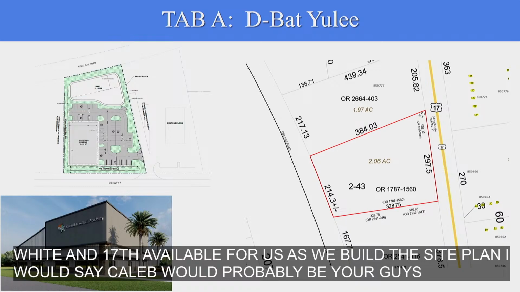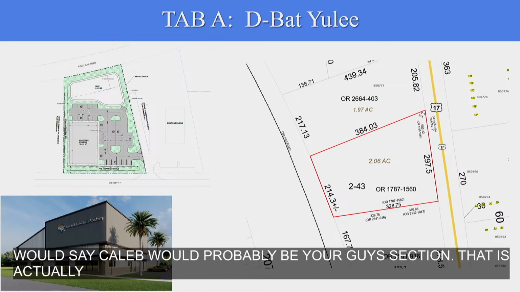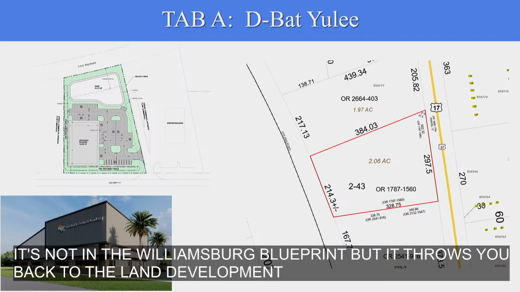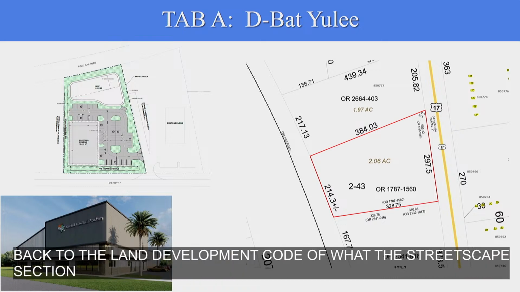The other thing, while we're talking about the right-of-way line and all that sort of stuff, be aware there's a streetscapes section that is actually in the land development code. It's not in the William Burgess blueprint, but it throws you back to the land development code for what the streetscape section is supposed to look like. LDC figure 45-21.